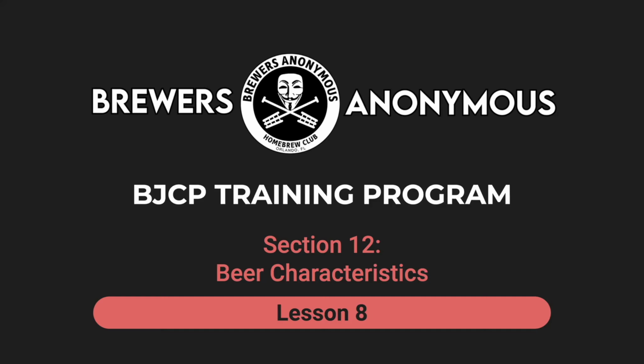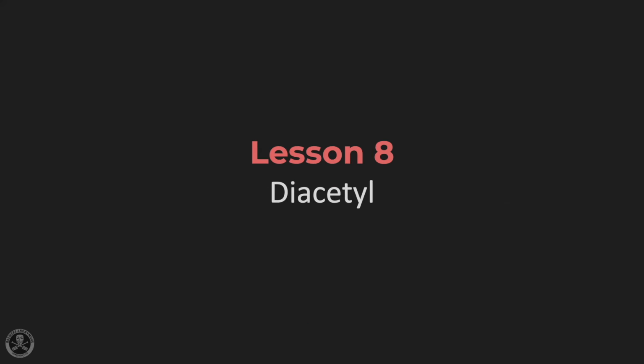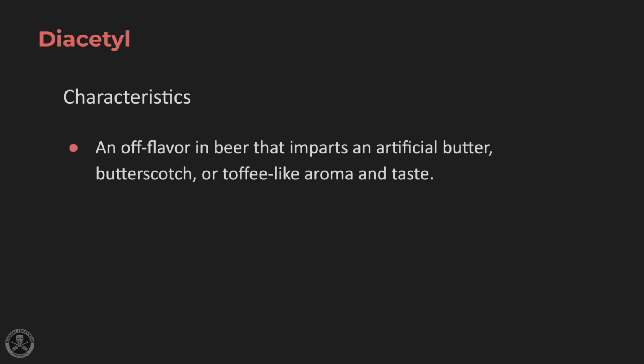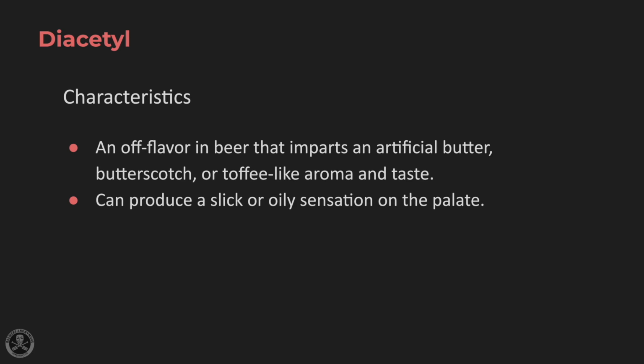This is lesson 8 in our series on beer characteristics, and in this lesson we are discussing diacetyl. Diacetyl in beer is an off flavor that is like artificial/movie theater butter, butterscotch, or toffee-like in aroma and taste. And it produces a slick or oily coating sensation on the palate.